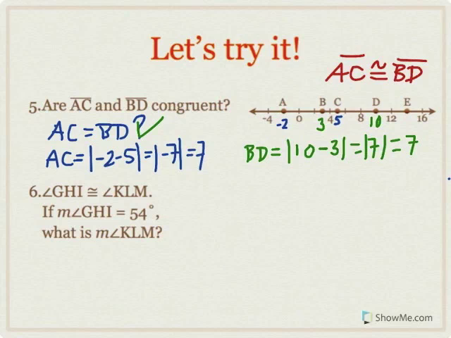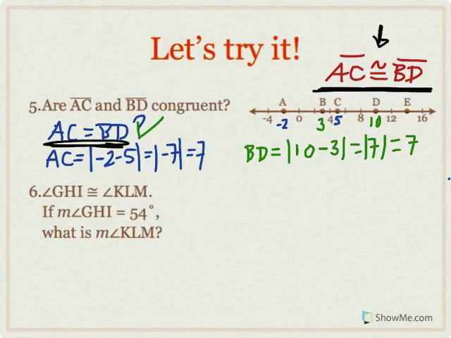Notice that when we use the segments with the segment symbol above it, we use the congruent symbol. And when we use the lengths without the segment symbol above it, we use the equal sign.